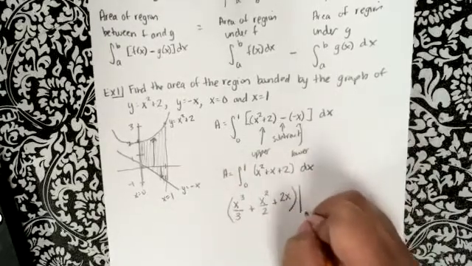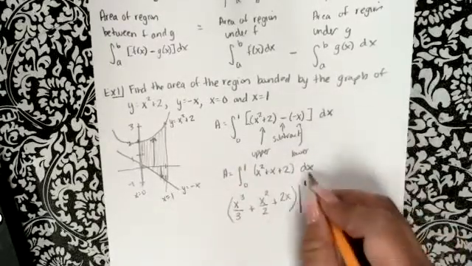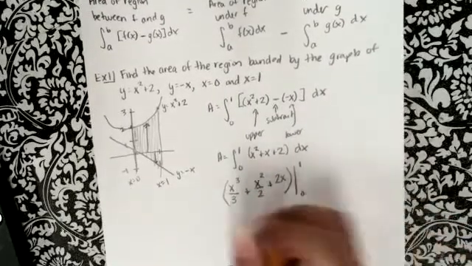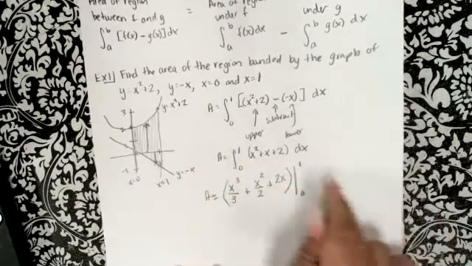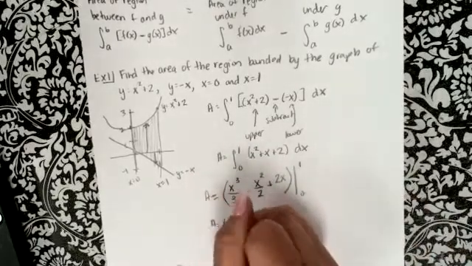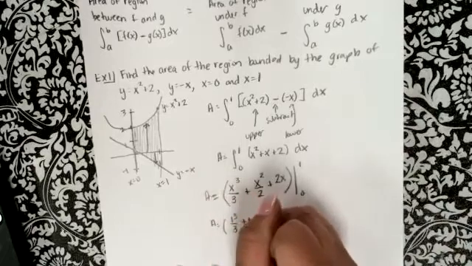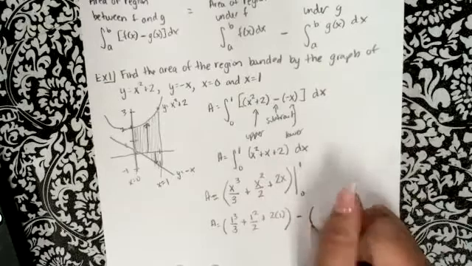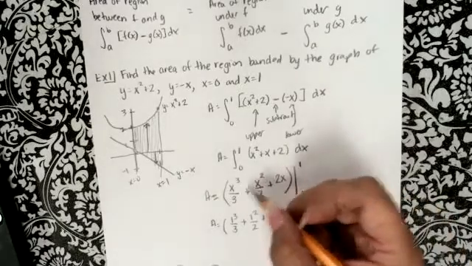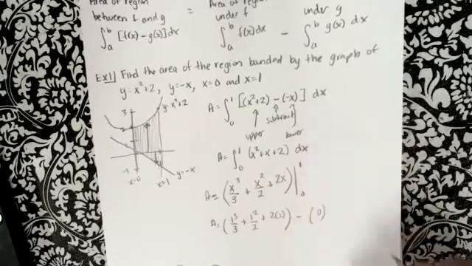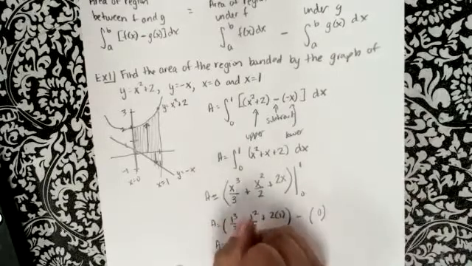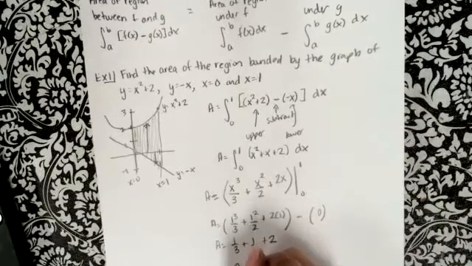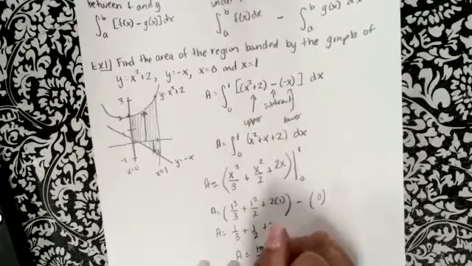I'm not going to put a plus c because this is a definite integral. I'm giving you your lower and your upper. I'm now going to go ahead and plug in the upper. So I'm going to plug in the number 1. So that's going to be 1 cubed over 3 plus 1 squared over 2 plus 2 times 1. Subtract now the lower. When you plug in a 0 here, that's 0, 0, 0. So you end up with just 1/3 plus 1/2 plus 2. And that's actually going to be 17 over 6.